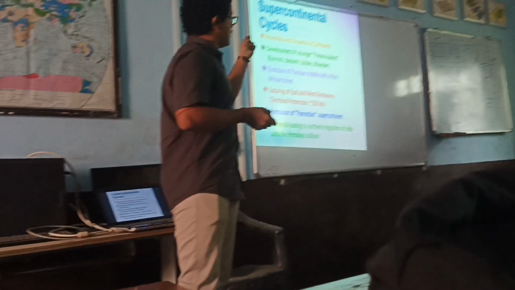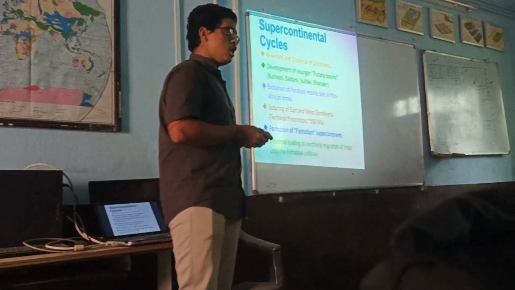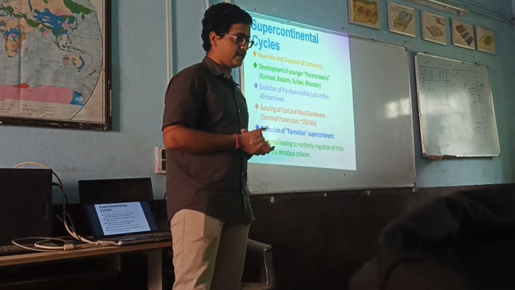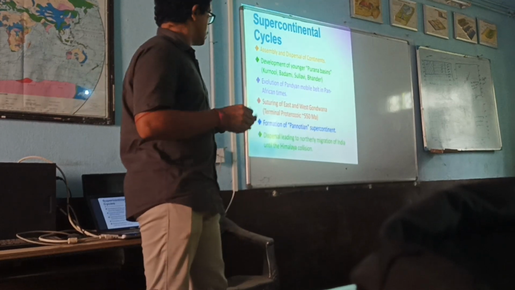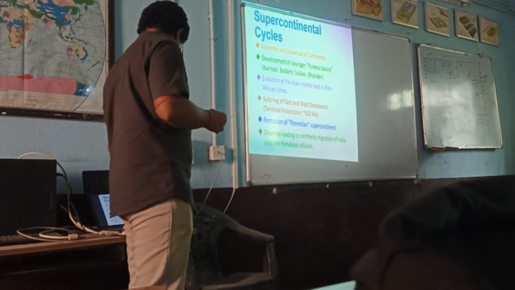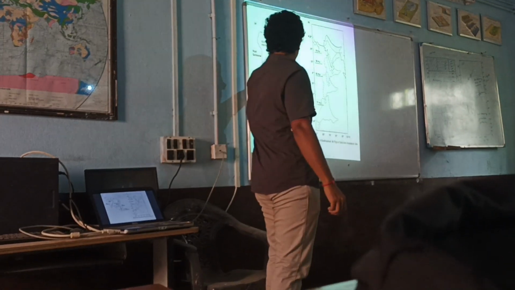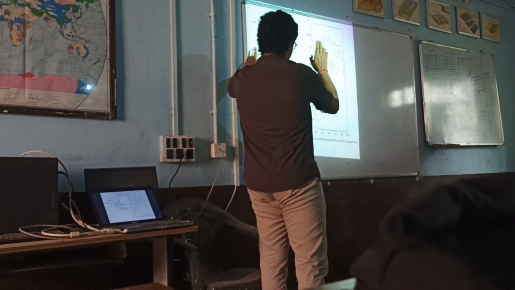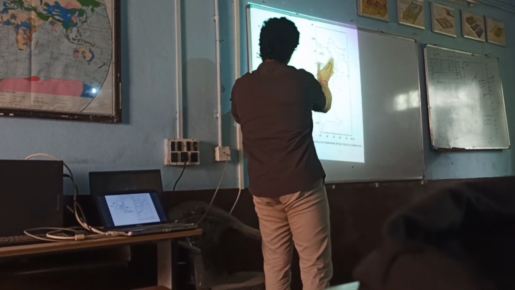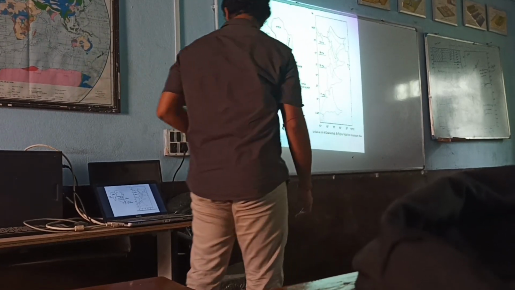The development of younger Purana basins like Kurnool, Badami, Bhima and Mandel coincided with the development of the Pandian mobile belt in Pan-African times, which led to the suturing of the East and West Gondwana. As you can see here, this is East Gondwana and West Gondwana. The Pan-African Pandian mobile belt led to the suturing of East Gondwana and West Gondwana, forming the new supercontinent of Pannotia.